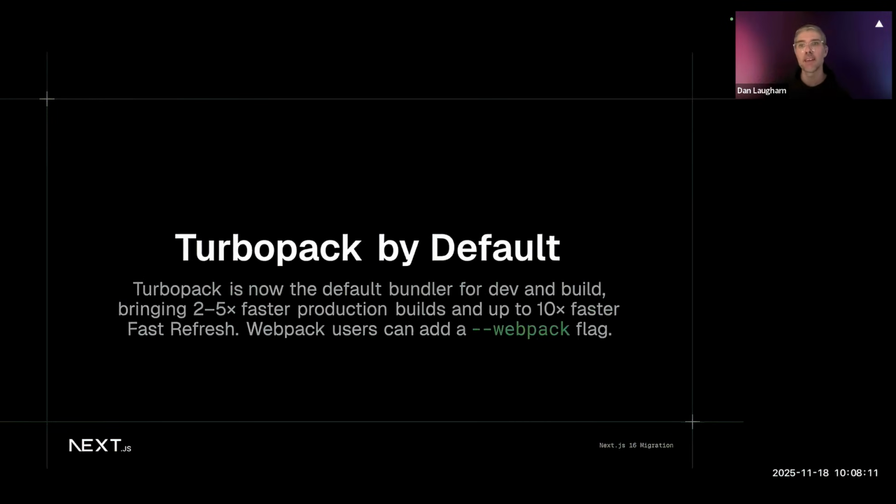Another great feature, TurboPack is on by default. TurboPack is the fast compile engine built specifically for Next.js. It brings 2 to 5 times faster production builds and up to 10 times faster fast refresh when doing local dev. It's really great. It passes the entire Next.js test suite. But if you are specifically using features of Webpack or want to continue to use Webpack, you can. You'll just pass a Webpack flag to your dev and build commands. So that is just a switch. In Next 15, it was a TurboPack flag, and now you just switch it over to be a Webpack flag.